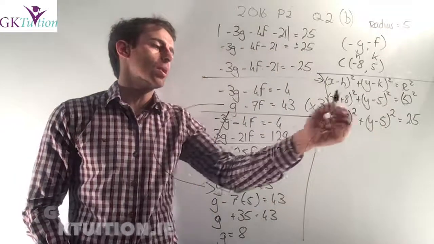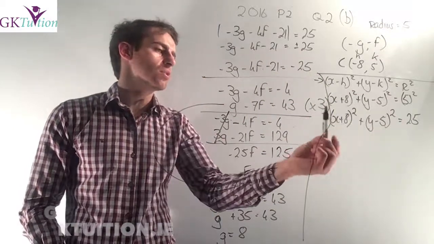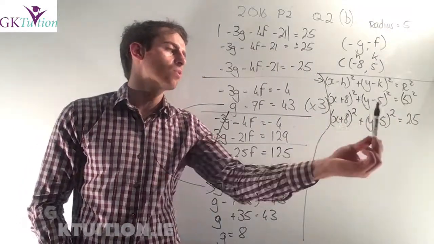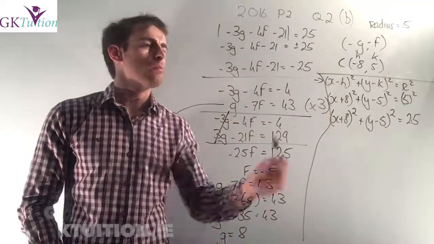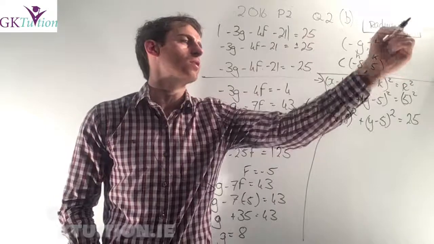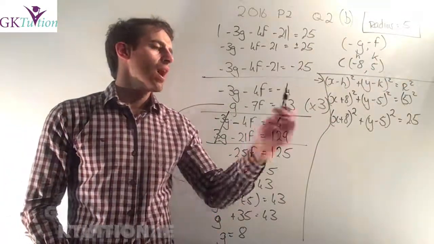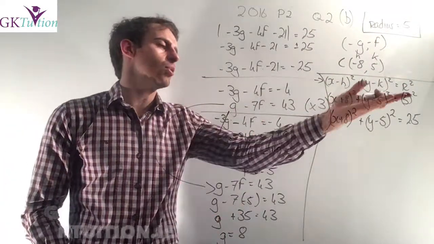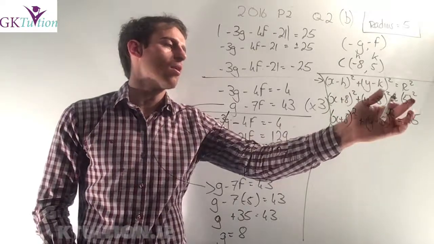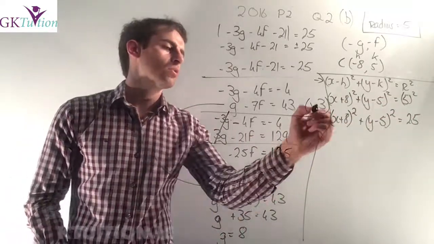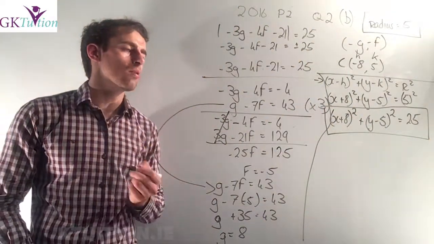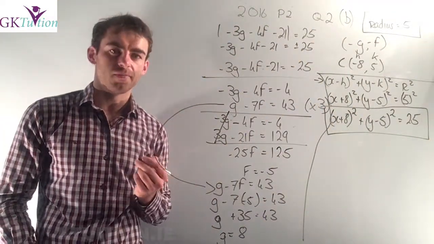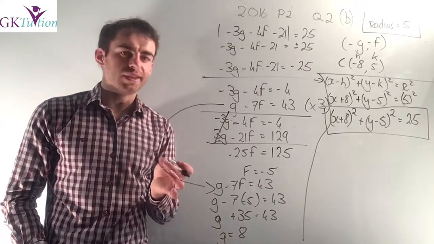So if I just sub in, I get (x plus 8) squared plus (y minus 5) squared is equal to the radius squared, which is 5 squared. Remember, they told me in the question what the radius of the circle was. And once again, like in the last example, we just have to multiply the right-hand side out. 5 by 5 is 25. So the other acceptable answer in that case was (x plus 8) squared plus (y minus 5) squared equals 25.